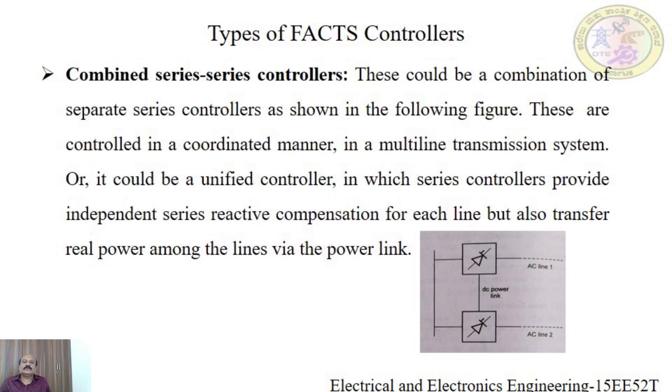Combined series controllers: here, in different lines we have independent series controllers, which are nothing but variable impedances connected to two different lines, and they can be unified so that a power DC link can be introduced. The series controllers inject the reactance voltage in series with the line in order to increase the power, and at the same time there may be transfer of real power from one line to another. This is possible in the case of combined series controllers.